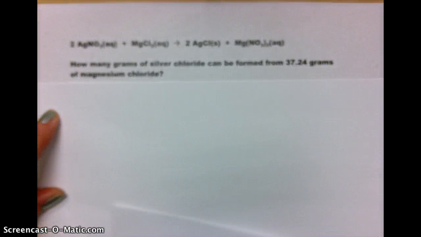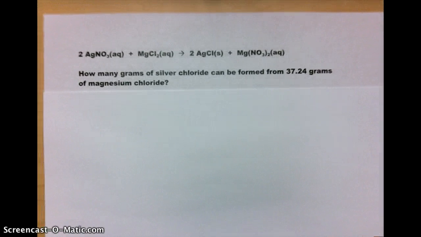The balanced reaction we're going to be using is 2 silver nitrates, aqueous, plus magnesium chloride, which is aqueous, forming 2 silver chlorides, which is a solid precipitate, and magnesium nitrate, which is also aqueous. Aqueous meaning dissolved and broken up into ions in the water. The question is how many grams of silver chloride can be formed from 37.24 grams of magnesium chloride.